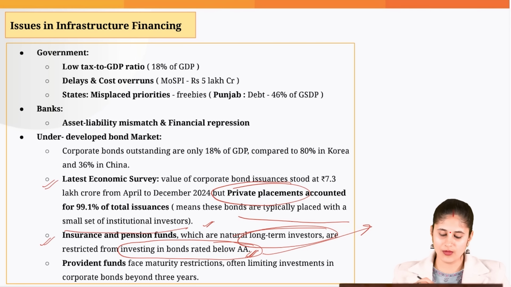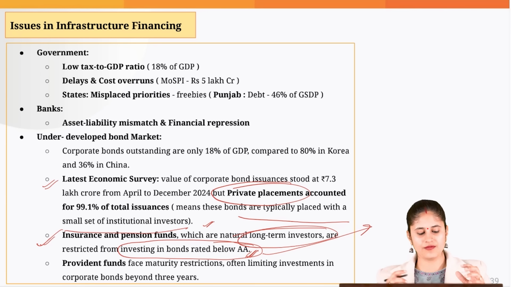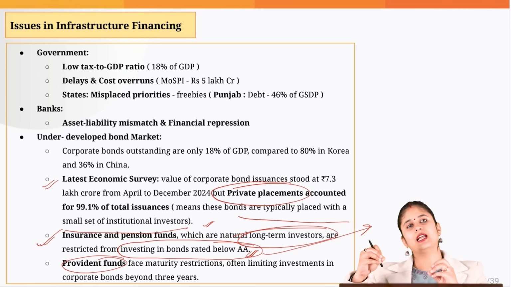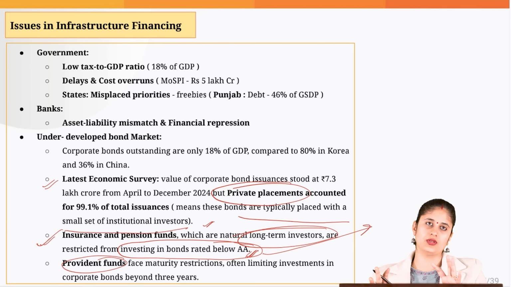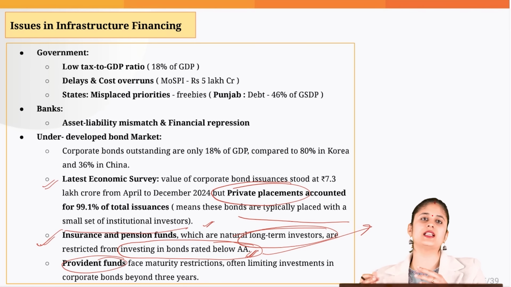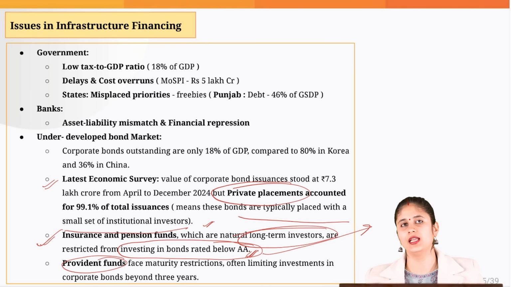So ultimately what happens, insurance funds, pension funds or provident funds actually end up investing in the PSUs' corporate bonds only. The other corporate entities are not able to exploit the bond market adequately.